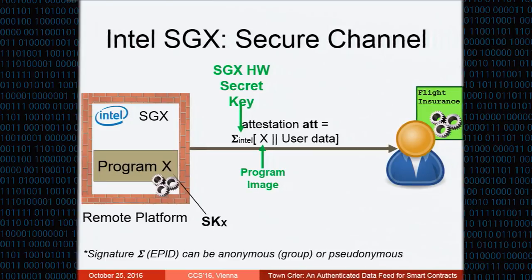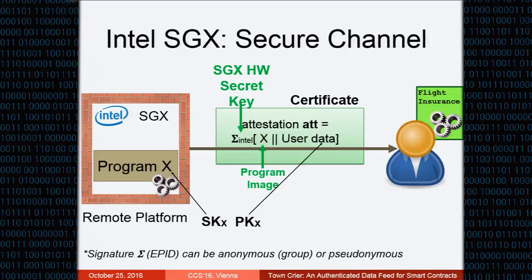The way to do this is to have X generate a pair of keys and publish the public key in the user data. Now this whole attestation becomes a certificate for this public key. And by verifying this attestation, the user can make sure that this public key is indeed generated by this program X.